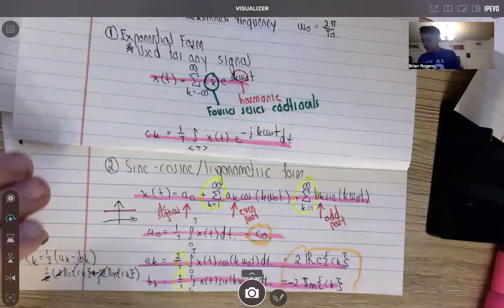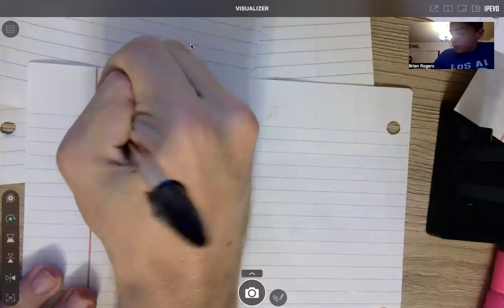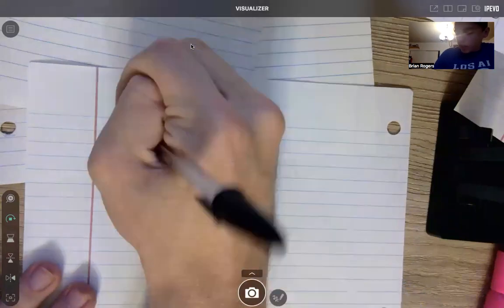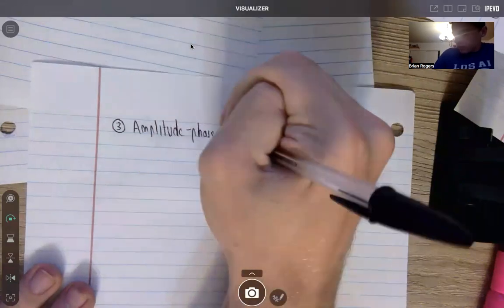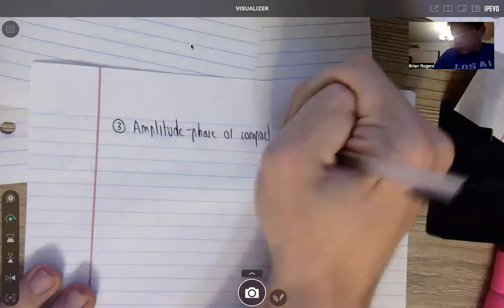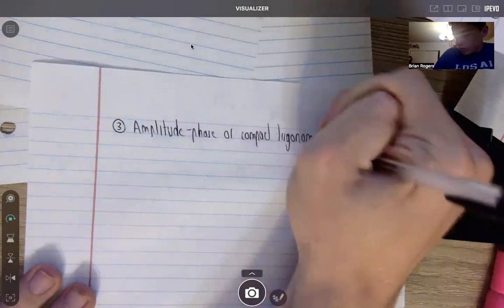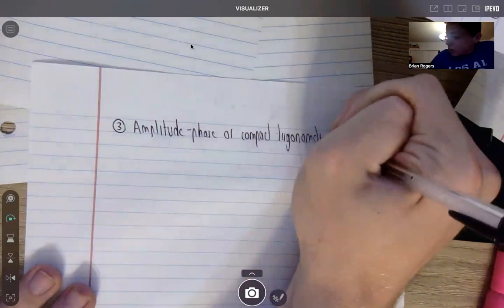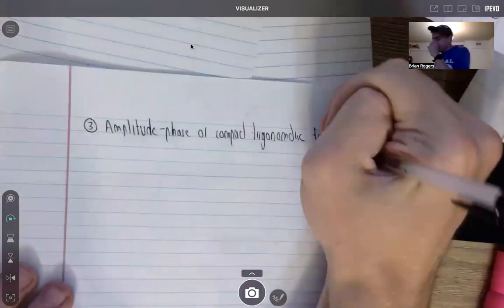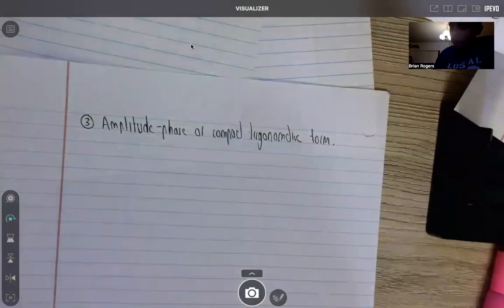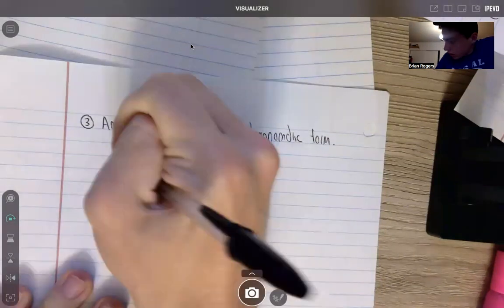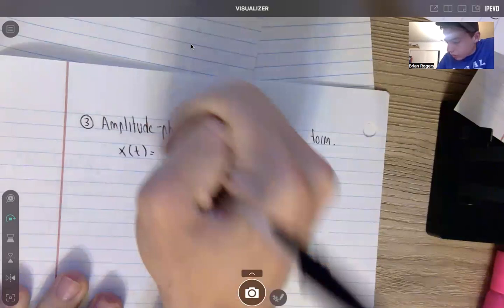And so now that we talk about that, the third form that you need to be familiar with is the amplitude phase or compact trigonometric form. And so to form the amplitude phase or compact trigonometric form, it's going to look like this, which is your x of t is equal to M naught plus, and then from 1 to infinity.